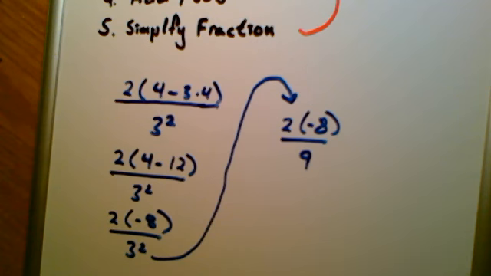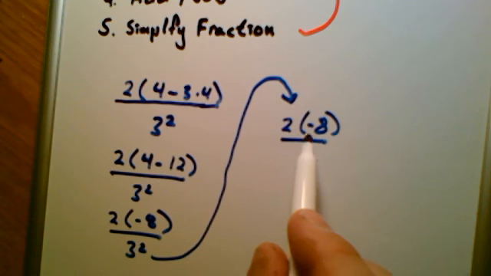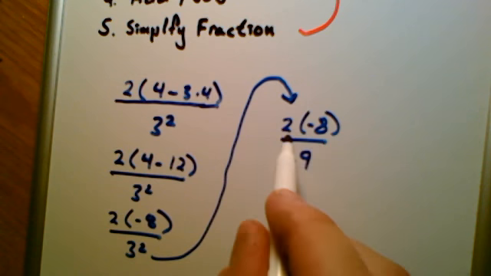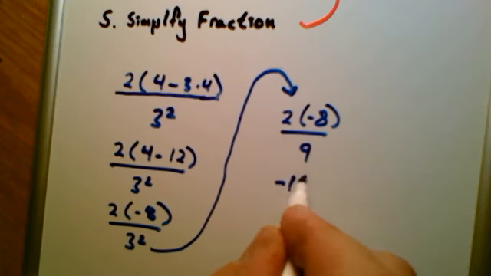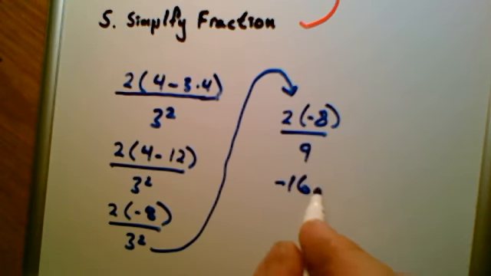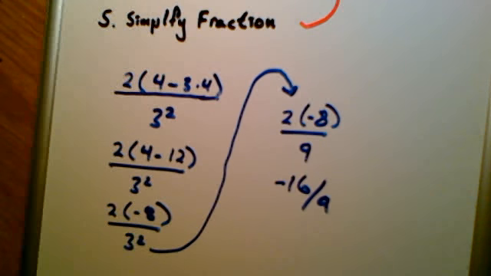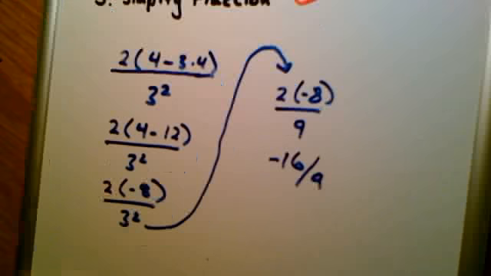Okay, so now we'll do our multiplication and division, or just a multiplication. So 2 times negative 8 is negative 16. Then we have that divided by 9. And then we can simplify this fraction as a decimal just by dividing, or we can write this as a mixed fraction. So that'd be negative 1 and 7/9, or negative 1.777.